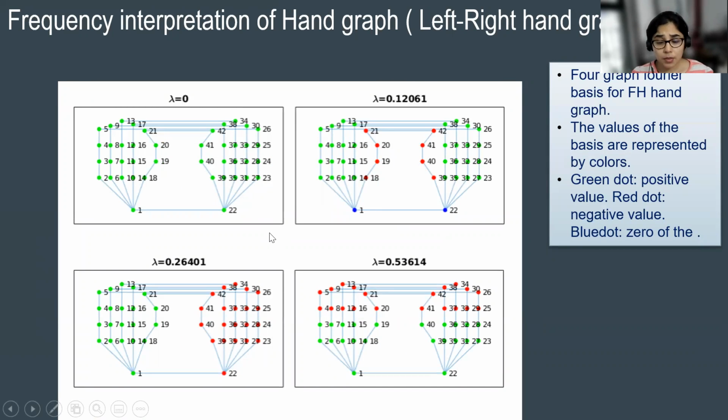These are some examples of graph Fourier basis of the left-right hand graph, and these graph Fourier bases are interpretable, and that's the beauty of using this graph-based method. And as you can see, lambda equals 0 captures the average of the signal. Here lambda represents the graph frequency. Lambda equals 0.26 captures the variation of the motion between your left hand and right hand, and so on.